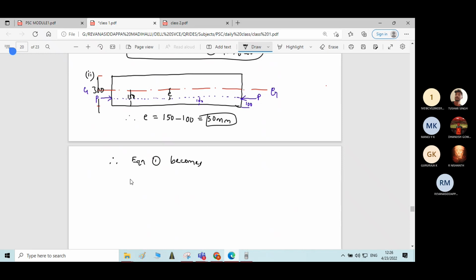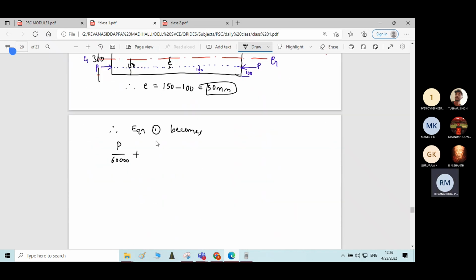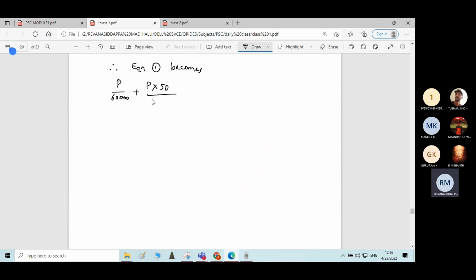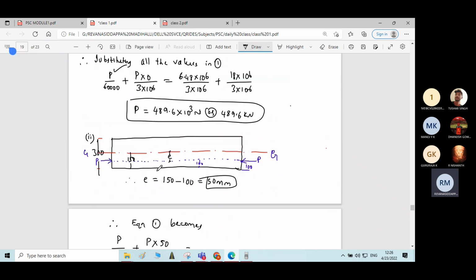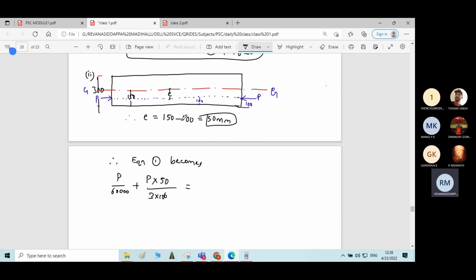P by A, which is P by 60,000, plus P into e by Z, that is P into 50 divided by 3 into 10 power 6, is equal to the RHS term, which is the same, 6.48 into 10 power 6. So P equals 6.48 into 10 power 6 divided by the bracket of 1 by 60,000 plus 50 by 3 into 10 power 6.